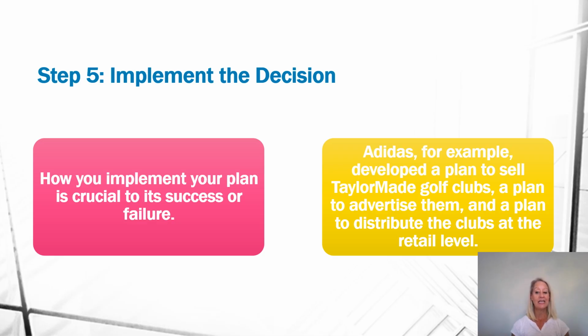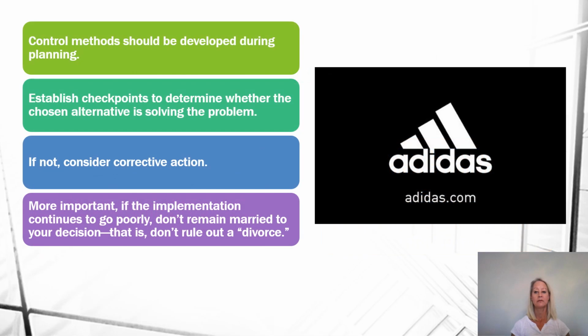Delegating is key to smooth implementation. You may need multiple implementation plans. Adidas, for example, developed a plan to sell tailor-made golf clubs, a plan to advertise them, and a plan to distribute the clubs at the retail level. Control methods should be developed as part of your plan. Establish checkpoints to monitor progress to determine whether the chosen alternative is solving the problem. If not, consider action. You will learn how to control in chapters 13 and 14.